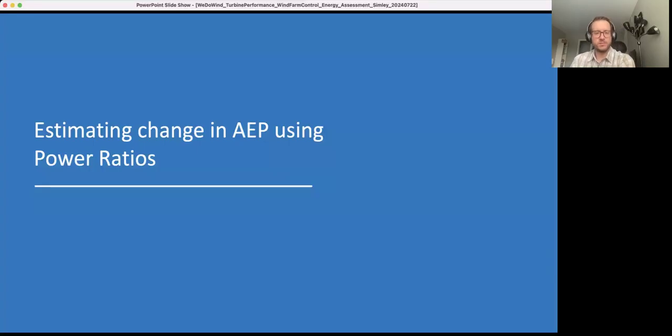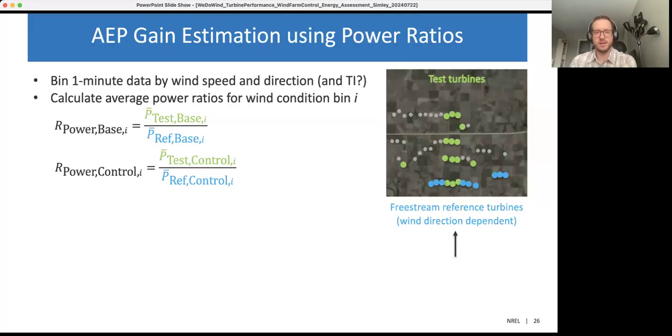All right, so now that we've talked about how to show these energy ratios as a function of wind direction, which is a nice way to visualize the impact of wind farm control on energy, we might really be interested in just knowing what the overall change in annual energy production is with wind farm control. So here we're using something called the power ratio.